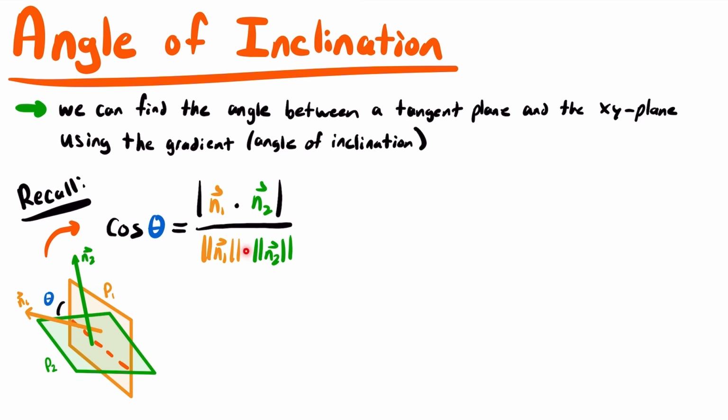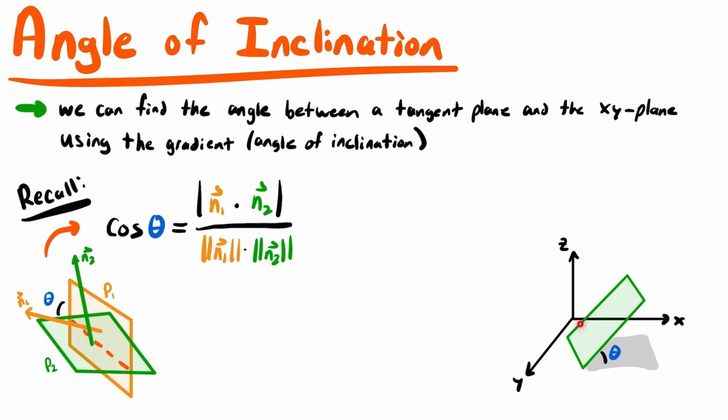And then that's divided by the product of those vectors' magnitudes. Okay, so in the case where we're working with a tangent plane and the xy plane, that looks like this. Let's just say that this plane right here is a plane that is tangent to some point on some surface. I sort of have this shadow drawn here that it would make in the xy plane to help you visualize what this looks like.